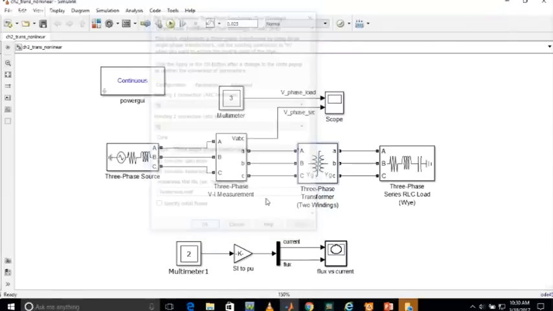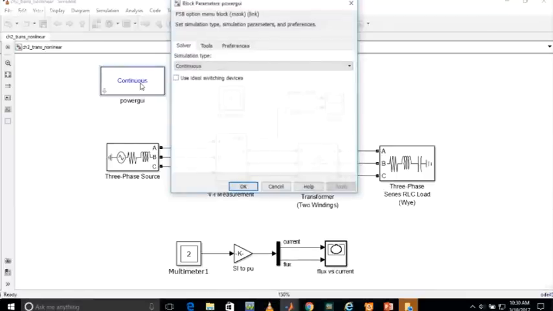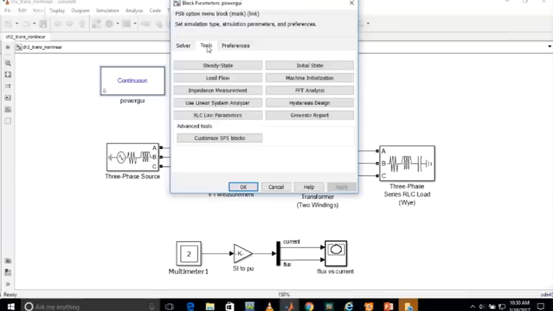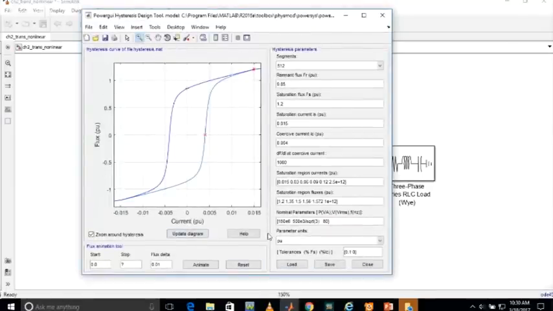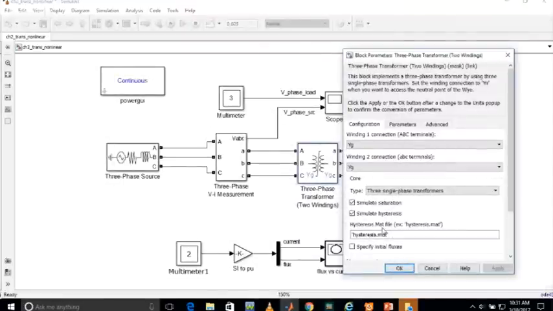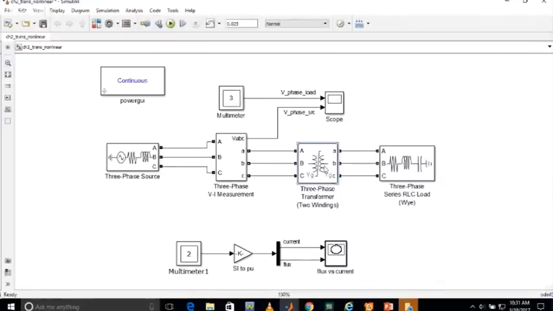If you go to the Power GUI, in the Power GUI go to tools. In the tools we have hysteresis design. You can click it and it will provide you a hysteresis loop as per your requirement or the design of your transformer. They have also provided the hysteresis loss sheet. You can adjust any amount of parameter here and then save it. The moment you save it, it will be saved as a hysteresis.mat file as written over here. And your circuit will look something like this.